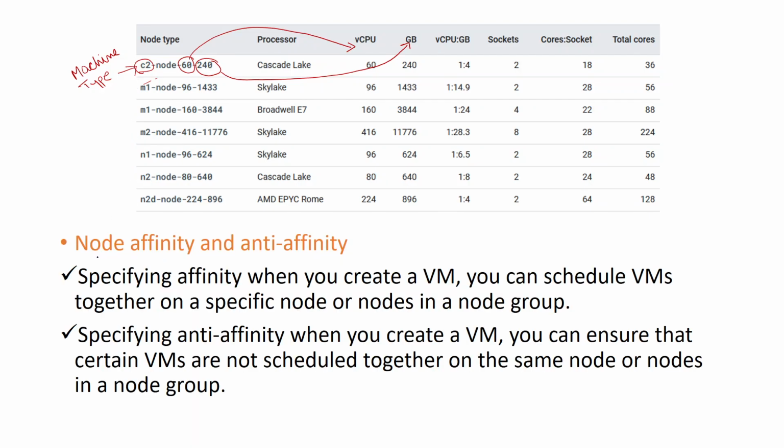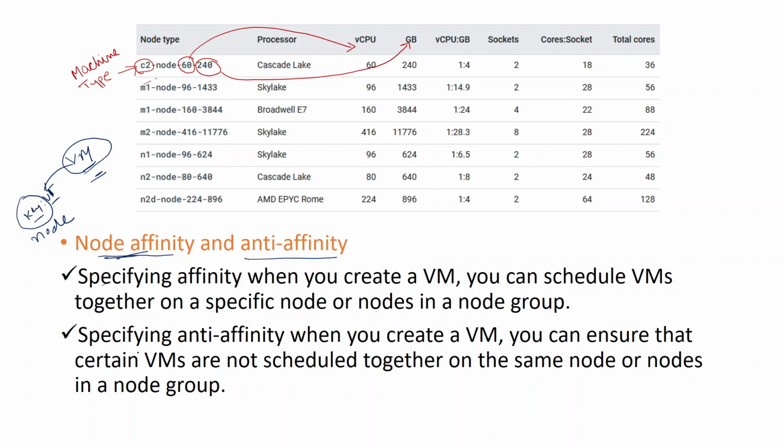Now another interesting topic is node affinity and anti-affinity. As I have told you earlier, when we create a VM, where it will get placed is decided by the node affinity. Here we have some key-value pairs, and on the node also we have a key-value. Suppose the key has value v1. Then at the time of creating the VM, we say that the node affinity should be v1. In that case, this VM will get placed on this physical server. Node affinity says: when you create a VM, you must schedule VMs together on a specific node or nodes in a node group.